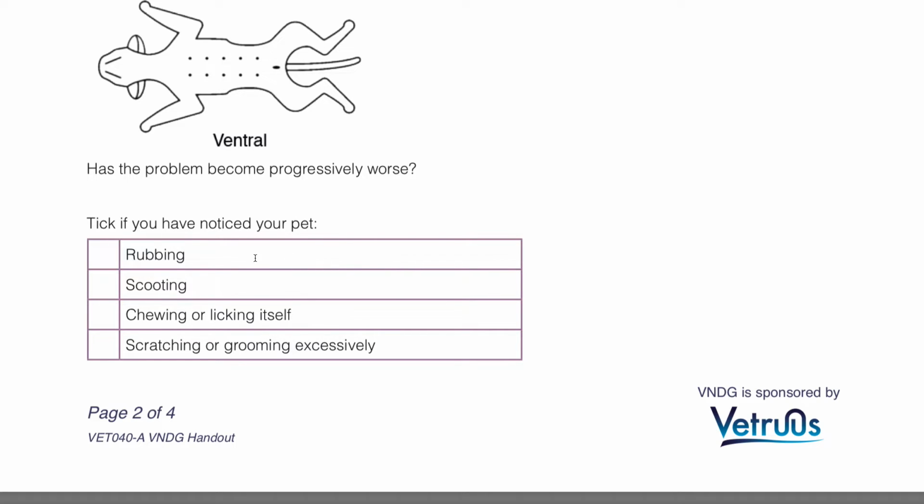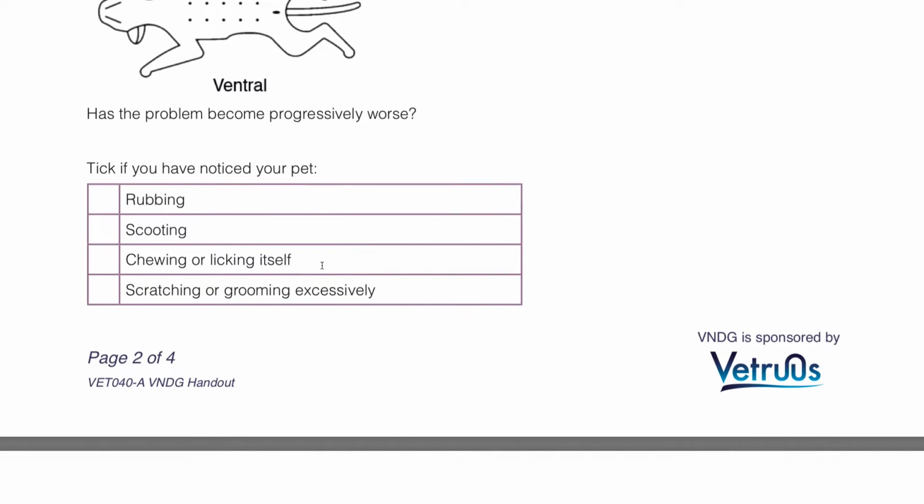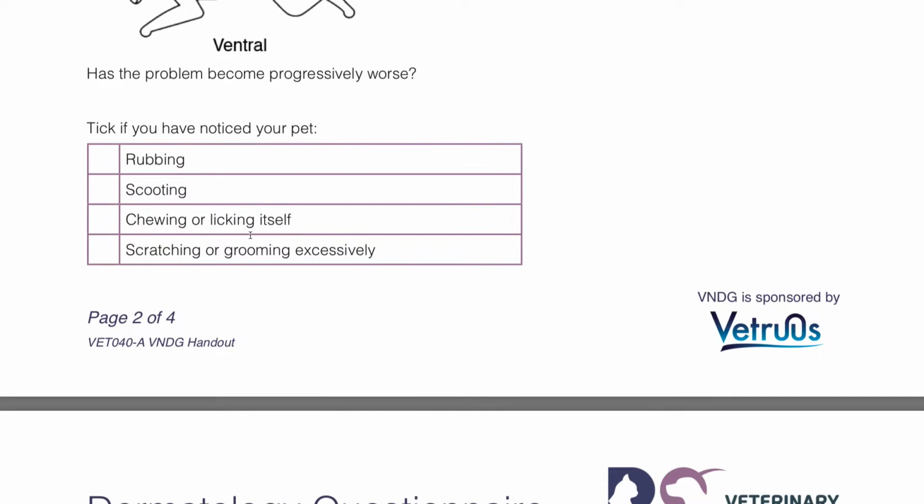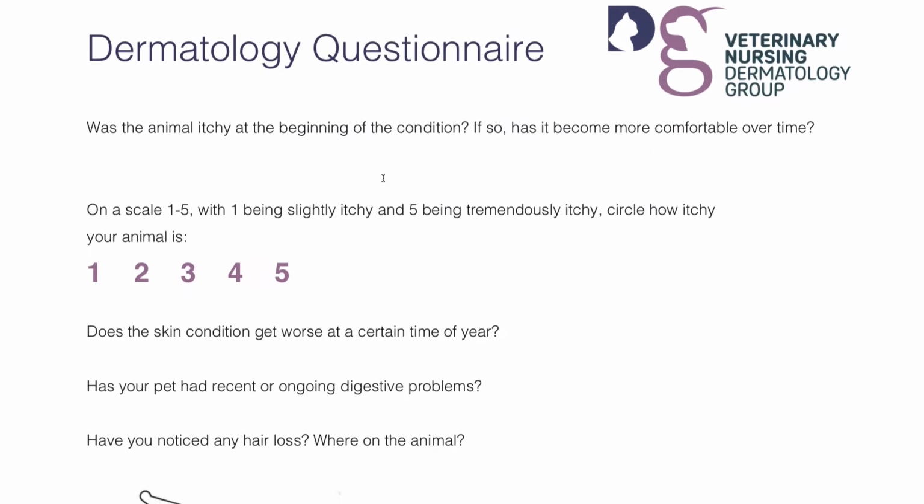Then tick if you've noticed your pet doing any of those things. That's just a really good way of finding out exactly what it is that they're doing, because sometimes owners will not perceive that. You'll ask them, is your pet scratching or is it itchy? And they'll say no, and actually it's rubbing a lot along the side of the chair leg, or it's licking and chewing, and people don't perceive that as necessarily the dog being itchy. So it's a good way of clarifying that between you and them.